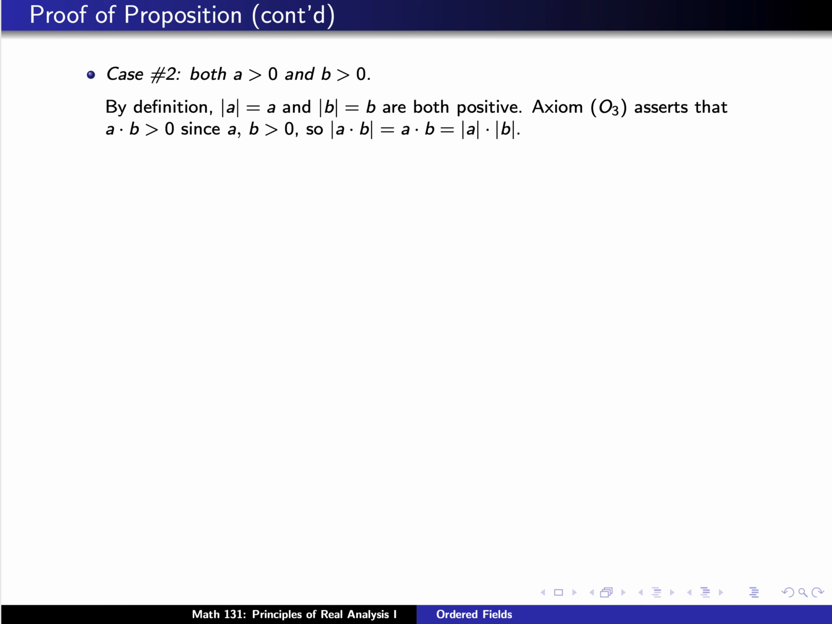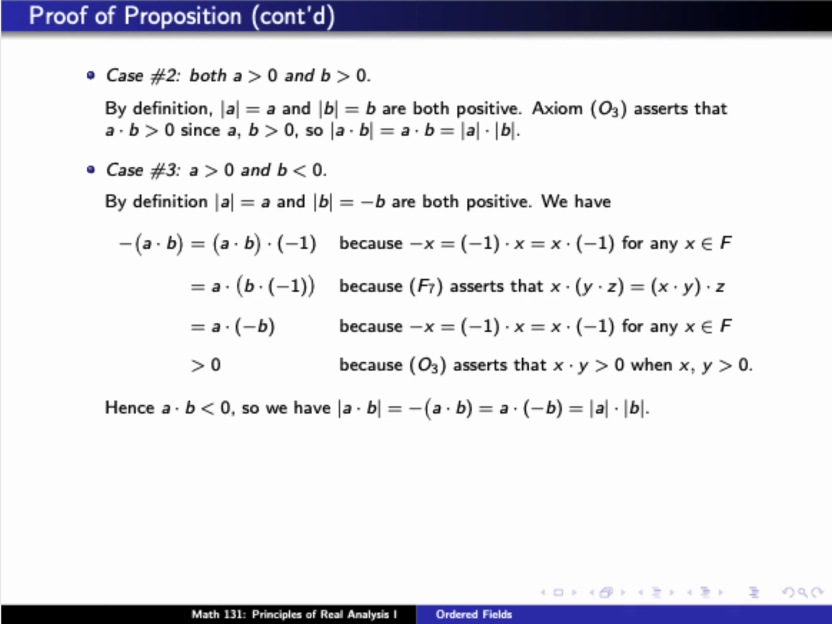Next, let's say that both a and b are positive. In this case, the absolute value of a is just a, the absolute value of b is just b, and because the product of two positive numbers is also positive, the absolute value of a times b is just equal to a times b. So in this case, our identity still holds.